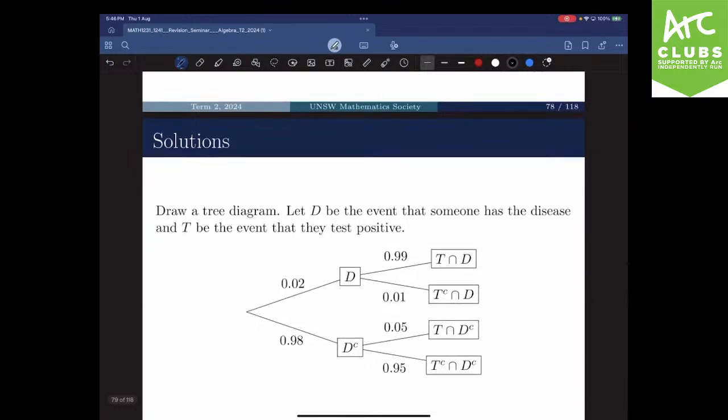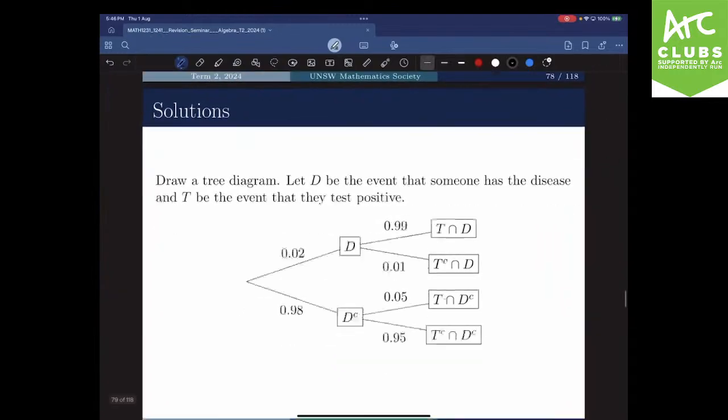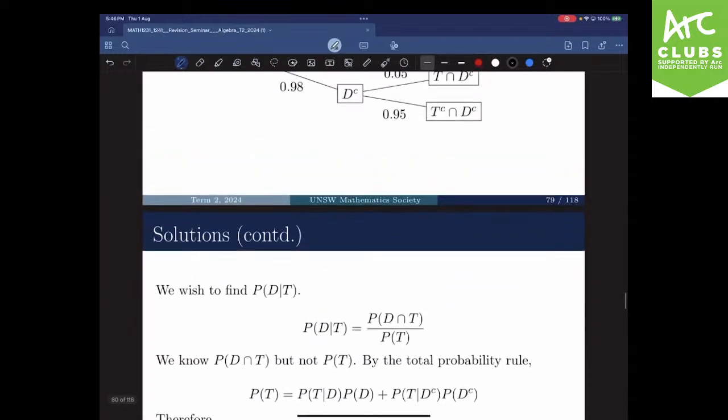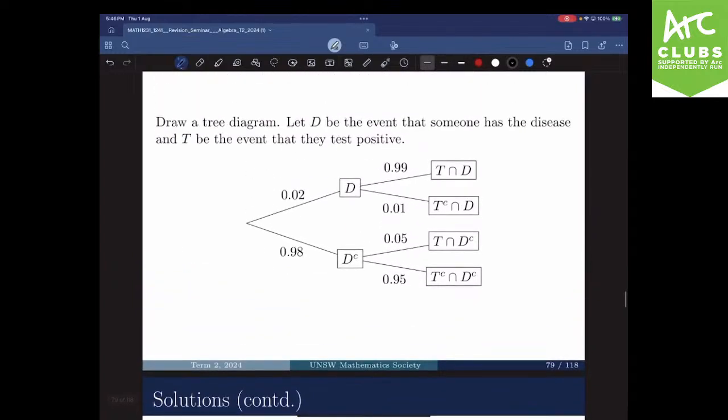Firstly, they split it into having the disease or not having the disease, right? Disease and disease complement. And then from there on, we split it into test positive and test negative, T being positive, T complement being negative. If we look at the tree diagram and apply all of these rules, we'll find that P of D and T is simply this thing here, which we get by multiplying the two probabilities along that branch.